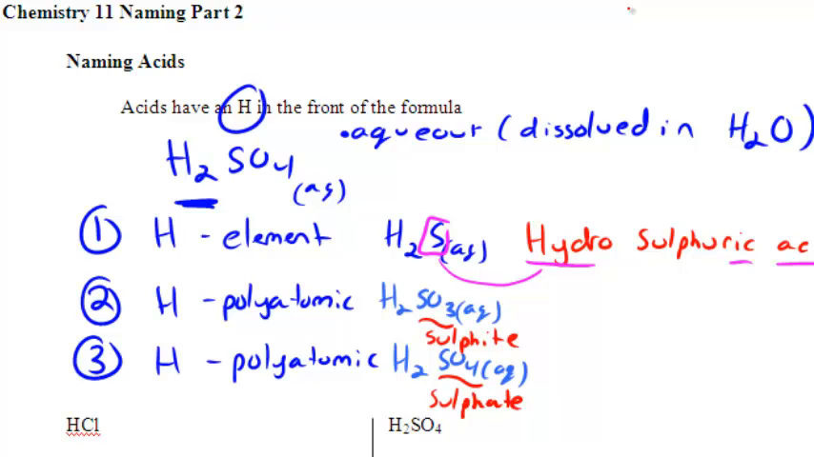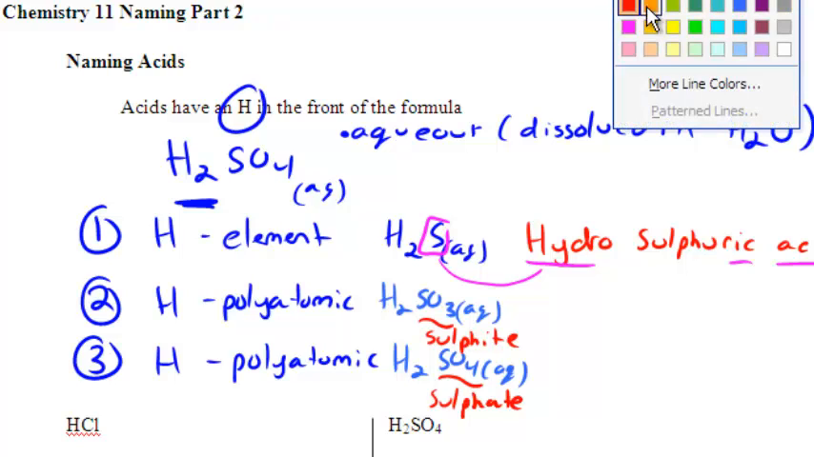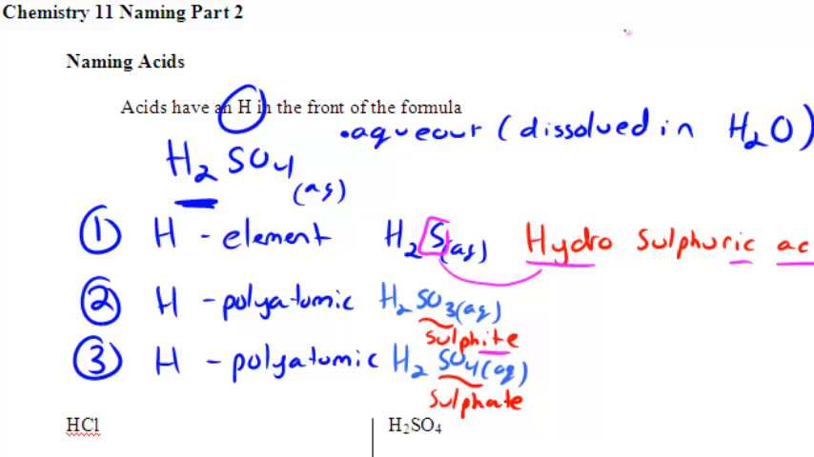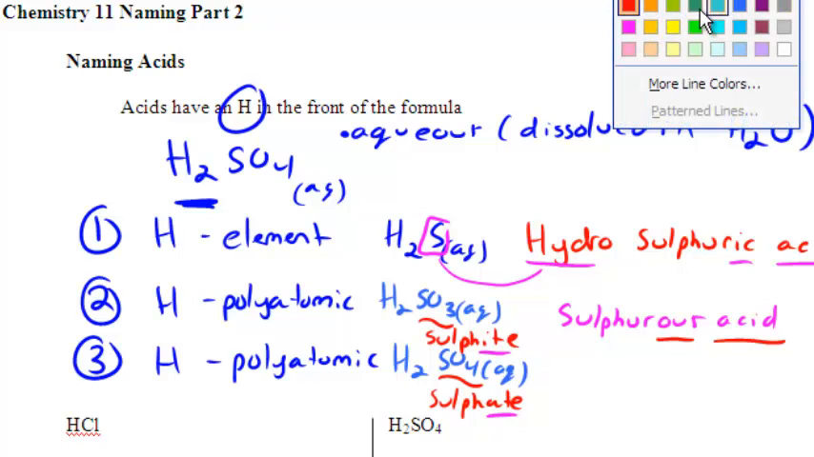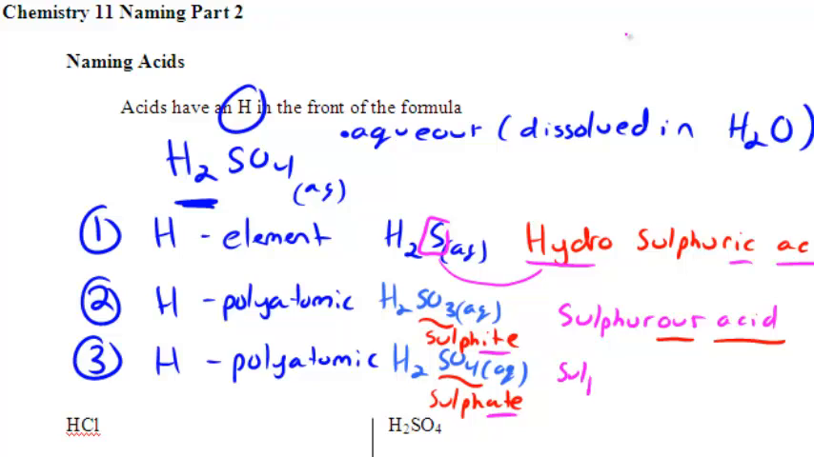So what we have here is two different situations. If you have a polyatomic ion with an ITE ending, we write down the name, sulfur, and then we put OUS acid. So if it has an ITE ending on the polyatomic ion sheet, we give it an OUS acid ending. Compare that with this one. If it's an ATE ending, we do the same thing, sulfur, but instead it's going to have the IC acid again.